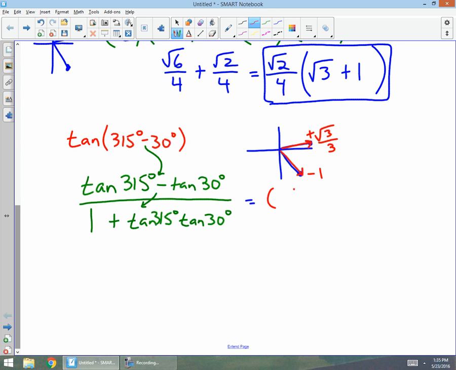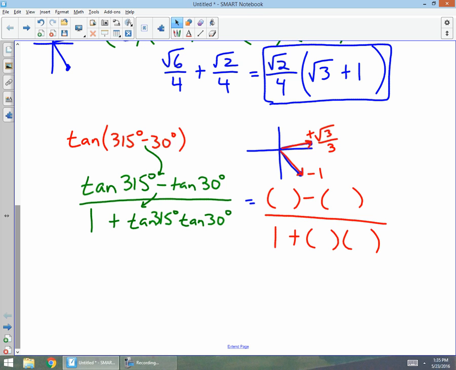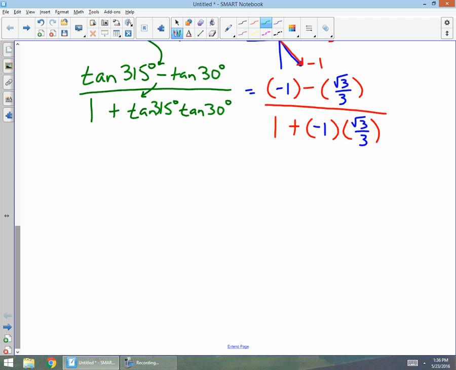So the tangent, let's go ahead and use a lot of parentheses on this one. The tangent of 315 degrees is going to be -1. The tangent of 30 degrees is going to be the square root of 3 over 3. And down here, this is going to be -1, and this is going to be the square root of 3 over 3. So to make our lives just a little bit easier, we'll go ahead and rewrite this in a way that is a little bit easier to see, less parentheses. And what is the product of that? Okay, so it'd be just a negative version of it.